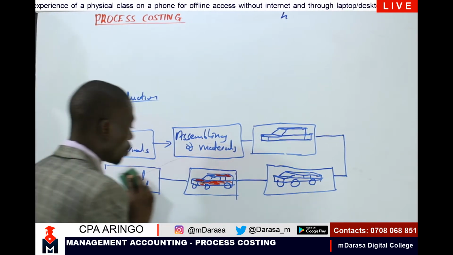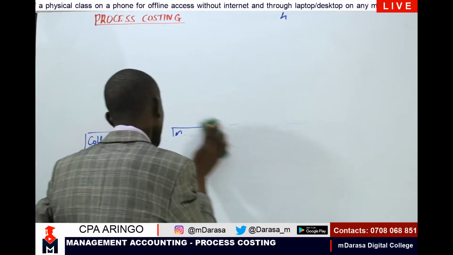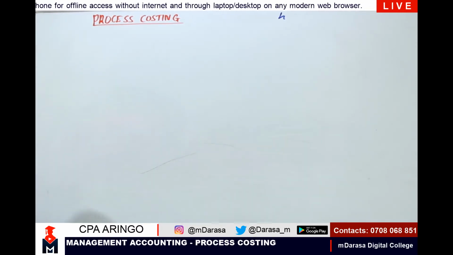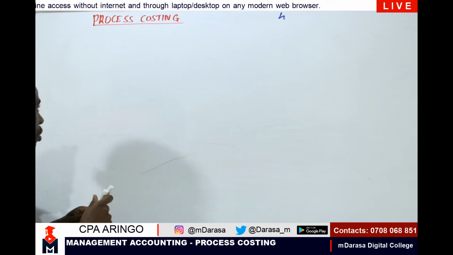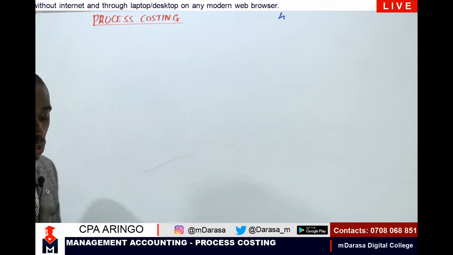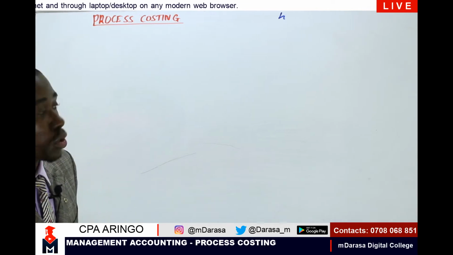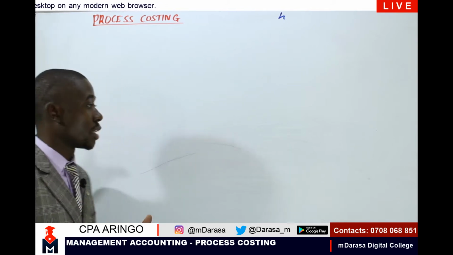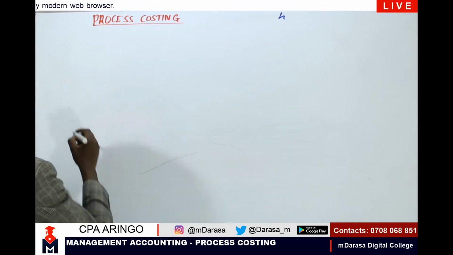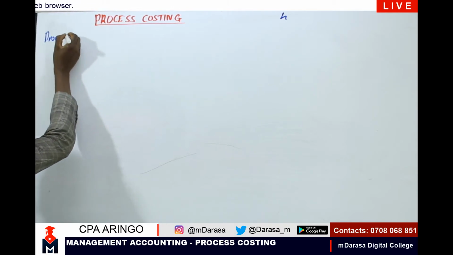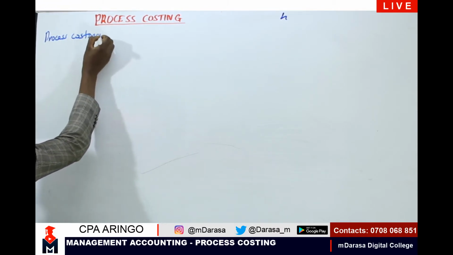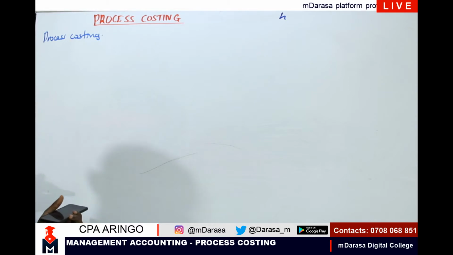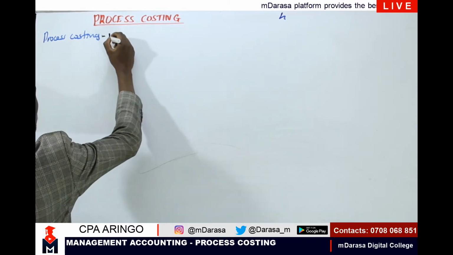So after we've gotten this concept well, now I want us to go and define process costing. Whenever we are talking of process costing, what will we note, or what are we supposed to know? In simple terms, looking at process costing, we normally say that it is a product costing method.